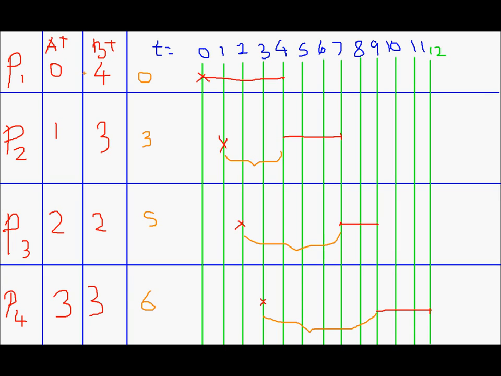In FCFS, two things have to be taken care of. First is that before a process starts executing, it should have arrived before that. And the next thing is that the process that came before that process should have completed its execution. This was processor scheduling using FCFS.